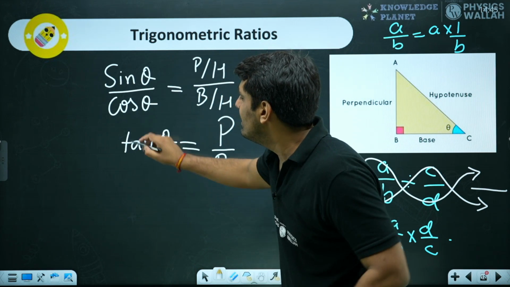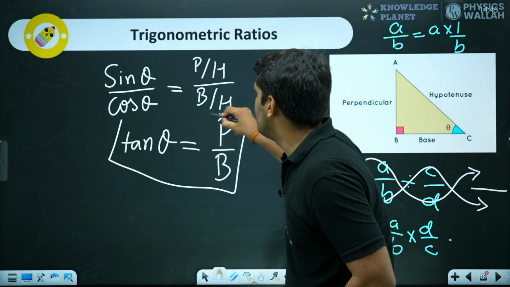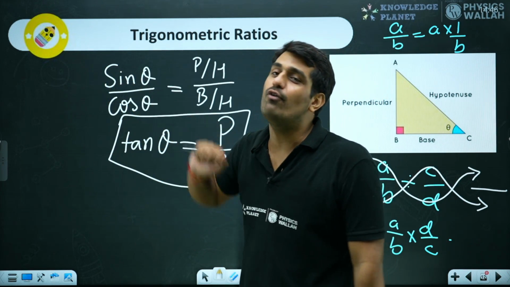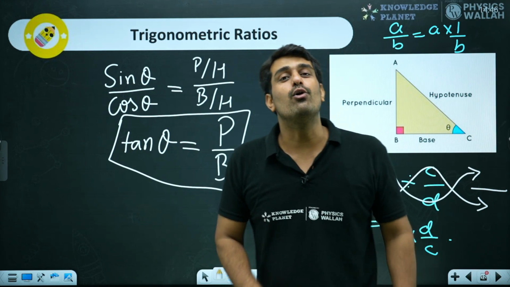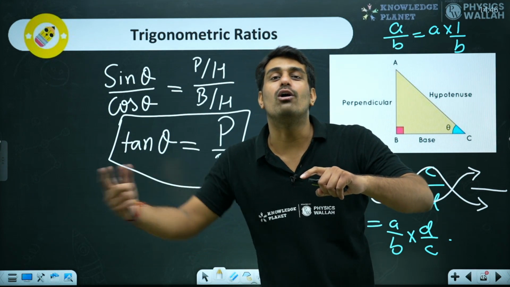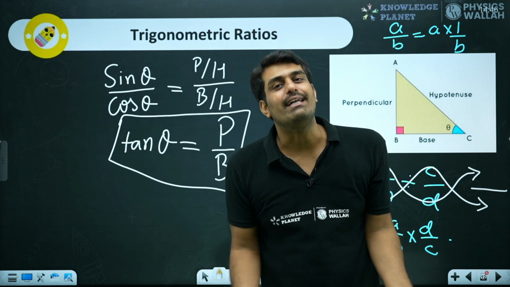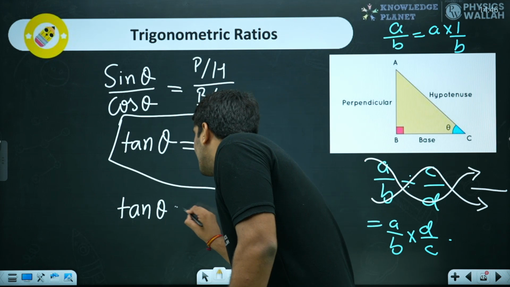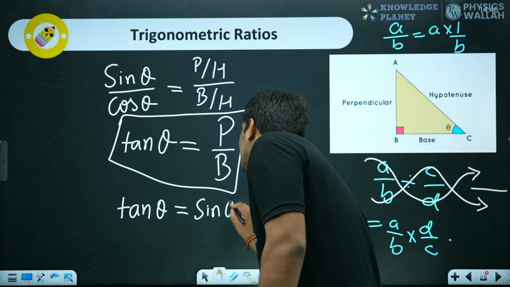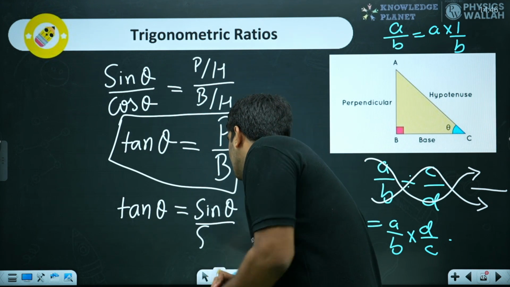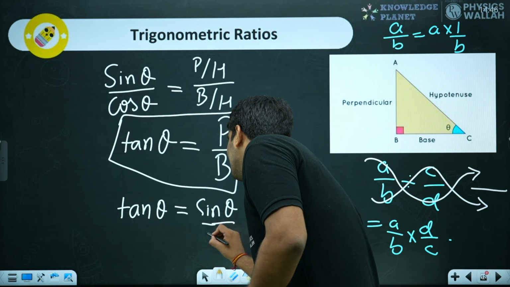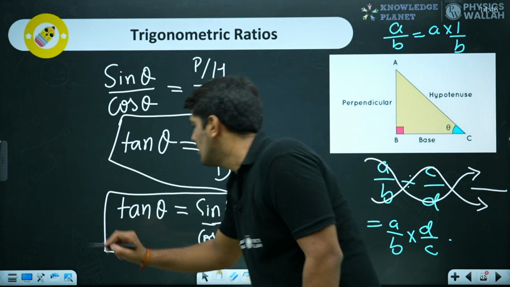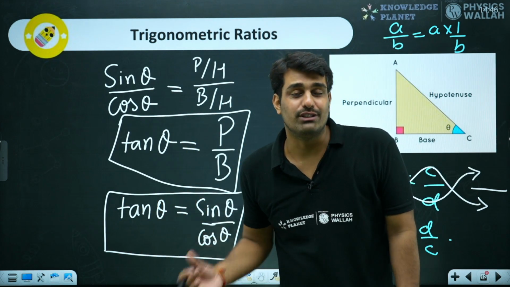Alright, tan theta over here is perpendicular by base, in terms of the side ratio. But over here we have derived one formula for tan theta directly. In case we don't know the sides, but sin theta and cos theta have been given to us, we can always calculate tan theta. I can write over here tan theta is sin theta divided by cos theta. So basically I am deriving a ratio from two other ratios. Sin theta divided by cos theta. An important formula. Clear? This was our fifth ratio.